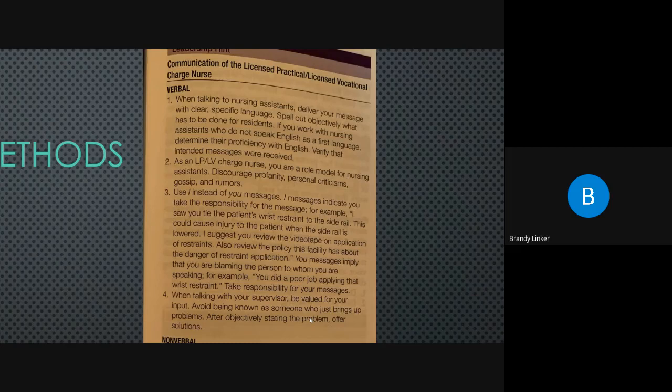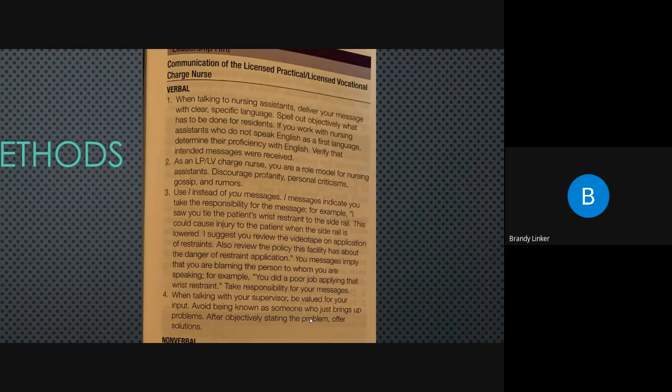Use I statements. So this is a really important technique, especially when you're in a conflict with somebody. And this is anybody, leadership, at work, at home, whatever. Use I messages. So, I feel uncomfortable when you speak about me that way. I saw that you tied the patient's wrist to the side rail. This could cause injury. So you're not putting blame on a person when you criticize them using an I statement.